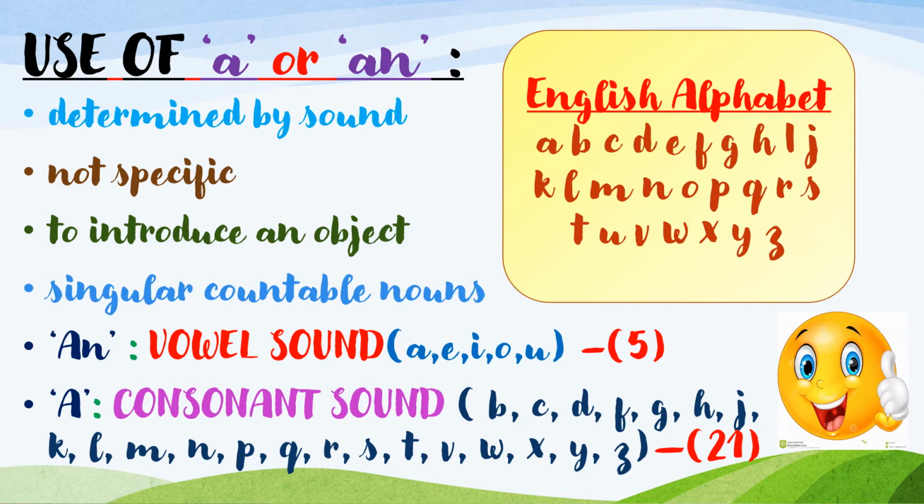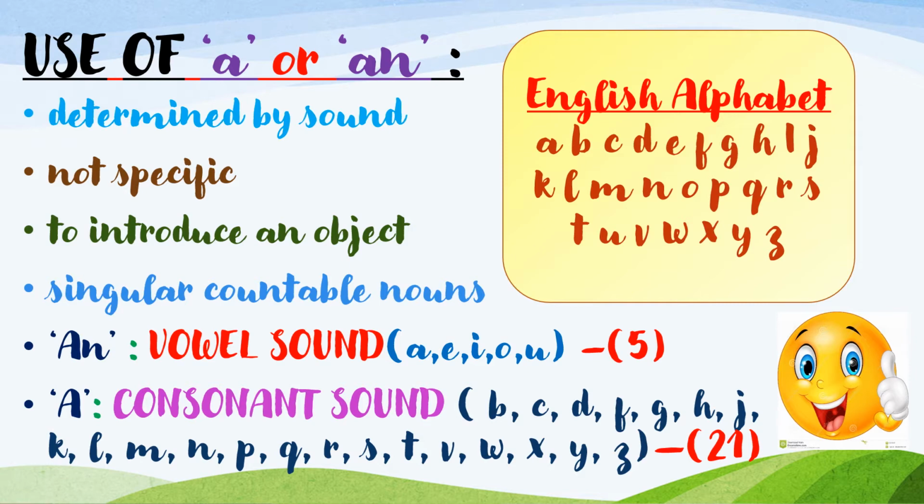You know that the English alphabet has 26 letters, and you already know that these letters are divided into two types: vowels and consonants. A, E, I, O, U are called vowels. Excluding these five, the remaining 21 are called consonants. So based on vowel and consonant sound, we choose article a or an. And the usage of article a or an is completely determined by sound.